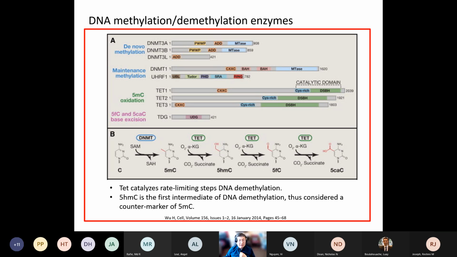So the demethylation takes many steps. What's important here is when you see a 5-mC, that means DNA is methylated. When you see a 5-hmC or 5-fC or 5-caC, that means this cytosine is in the process of demethylation. So 5-mC indicates methylation, and the rest of the three mean demethylation.